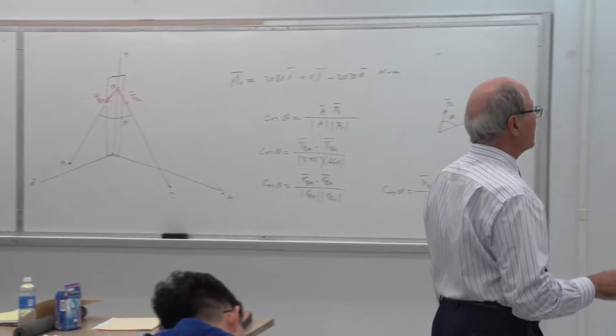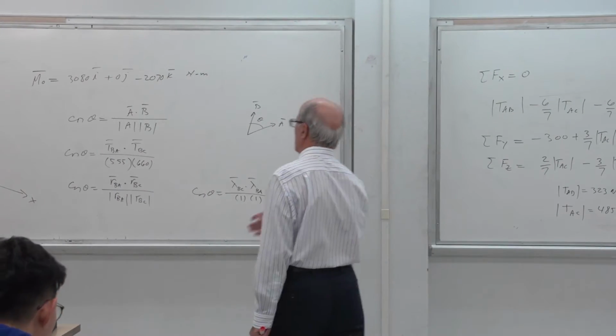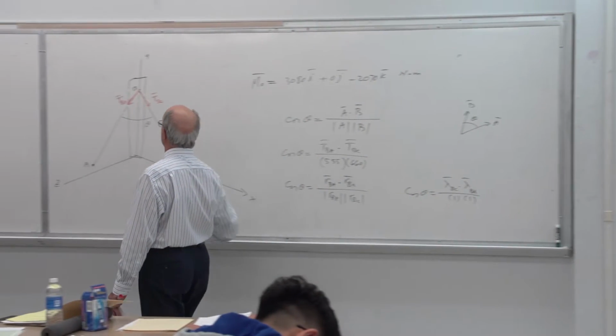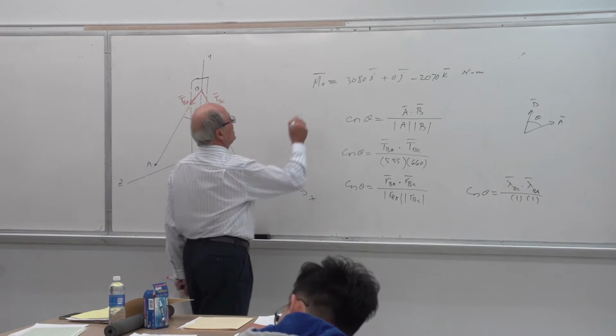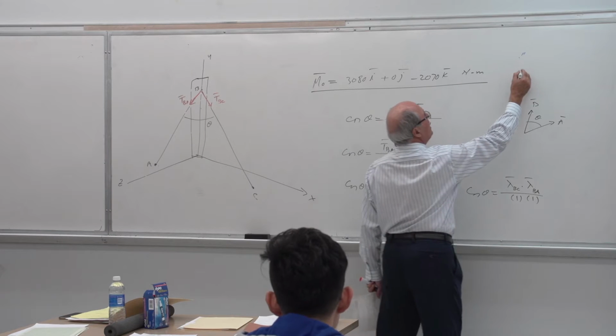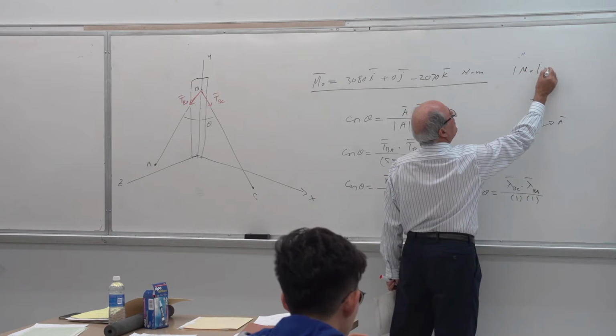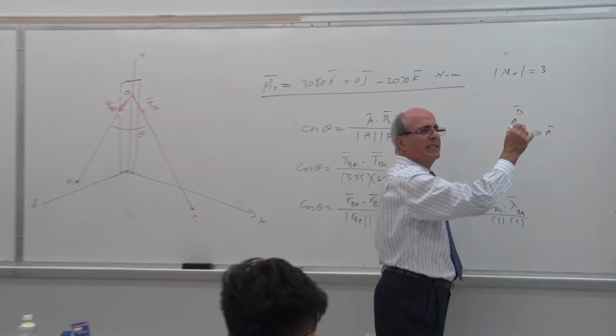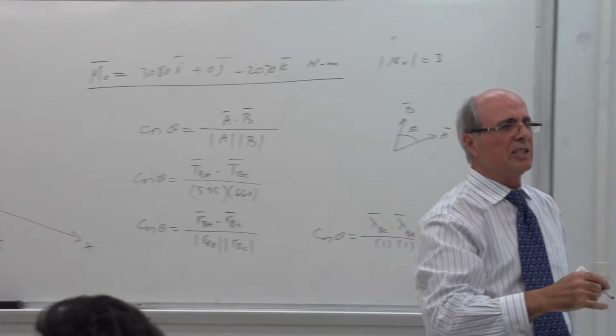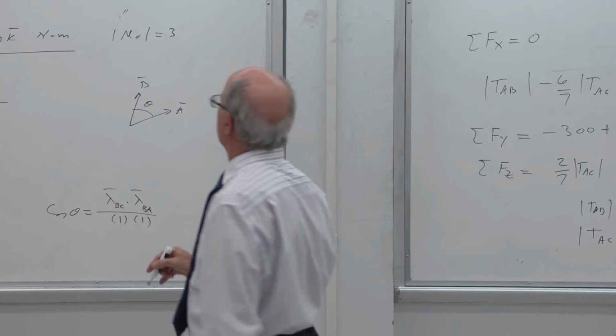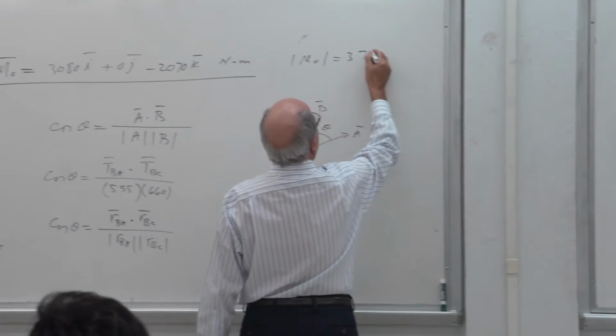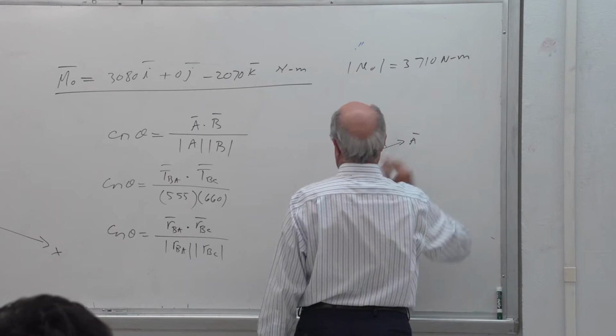As you see, everything that is said, that's one aspect. So we talk about it. Many of you already knew that. This is total moment. I believe the magnitude of the moment MO, we found it to be 3,710. Did you give it to me? 710 Newton. I need that for the next question.